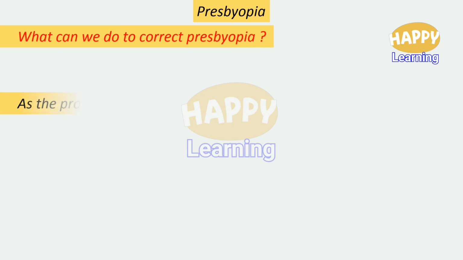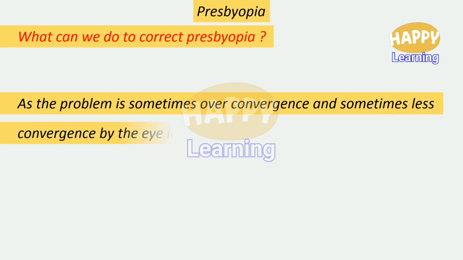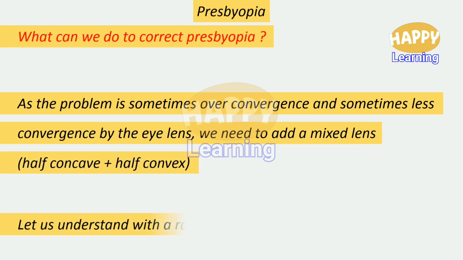As the problem is sometimes overconvergence and sometimes less convergence by the eye lens, we need to add a mixed lens, half concave and half convex. Let us understand with ray diagrams.